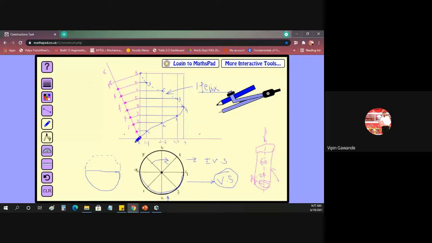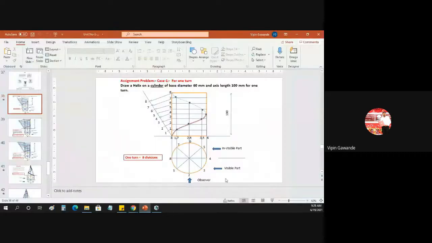This is called one rotation or one revolution, because for one revolution we have taken only 8 parts here. Suppose the problem says draw the helix for 1.5 revolutions. How many divisions do we have to make on the circle? For one revolution, we take 8 divisions. For a half revolution, we have to make another 4 divisions, half of 8. So in total we have to make 12 divisions. Likewise, you can draw the helix.